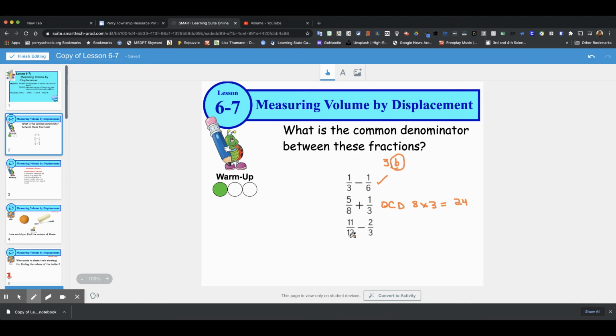And then finally, we have 12 and 3. I know that 3 can become 12 by taking 3 times 4, which equals 12. So I wouldn't need to change this one. So 12 would be my common denominator for the last set of problems. Hopefully you found those same denominators. For the first one, you may have done 3 times 6 and found the answer of 18, but 6 would be our least common, our easiest one that we would want to find.